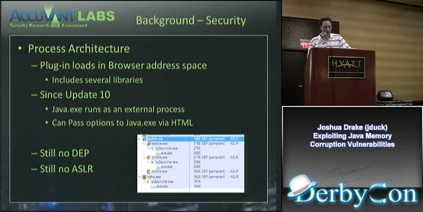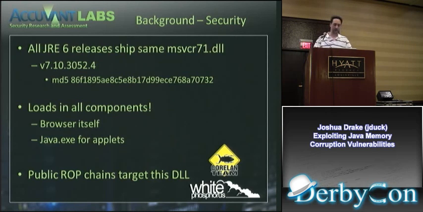They also added some stuff in update 10 which is really interesting for exploitation. They added the ability for the person making the applet to pass all kinds of wonderful arguments down into Java. The default heap size is like 50 megs or something; you can just set that to a gigabyte or whatever you think Java might need. Or you can say, I don't really like the latest version of Java, I'd like to use the older version.